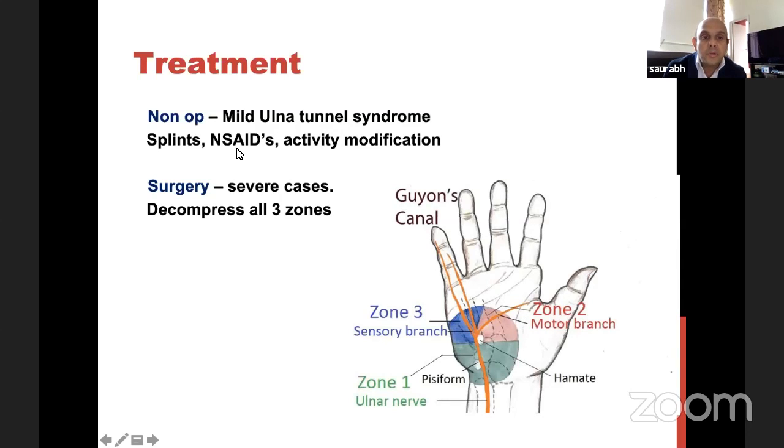Treatment, again, like cubital tunnel, if it's only mild, splints, activity modification. So as I was saying, for ulnar artery thrombosis and all that, like less pressure on holding on to motorbikes and all that. So activity modification will help. In severe cases, you have to do surgery. And this is very important, decompress all the 3 zones. The reason being, if you just do zone 1 decompression, you're not dealing with the opponens digiti minimi arch. And if that was also causing compression to the motor branch, the patient will not be symptom free. So all the 3 zones.